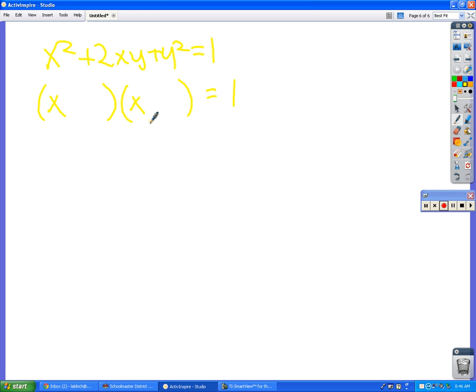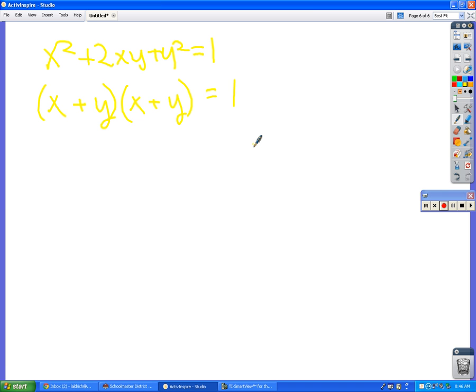I need two things in the back that multiply together to be y squared. They are y and y. Does that give me plus 2xy in the middle if I FOILed it out? Yeah. First times first would be x squared. If I make these pluses, if I go outside together, that's xy, right? Insides together, also xy. What's xy plus xy? 2xy, which is what we wanted. Y times y is y squared. So this thing right here factors into x plus y times x plus y.